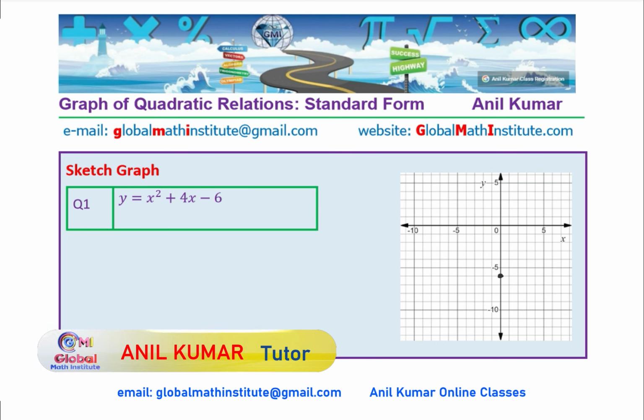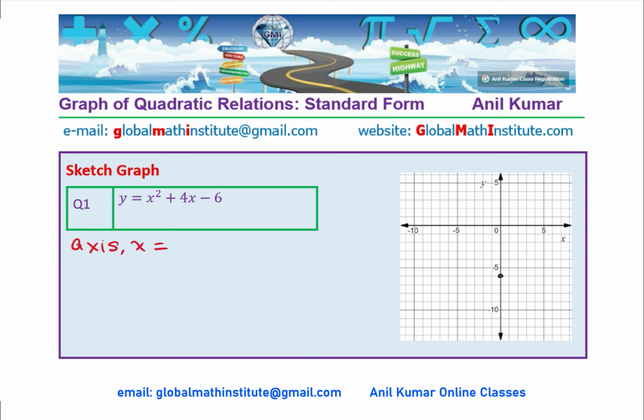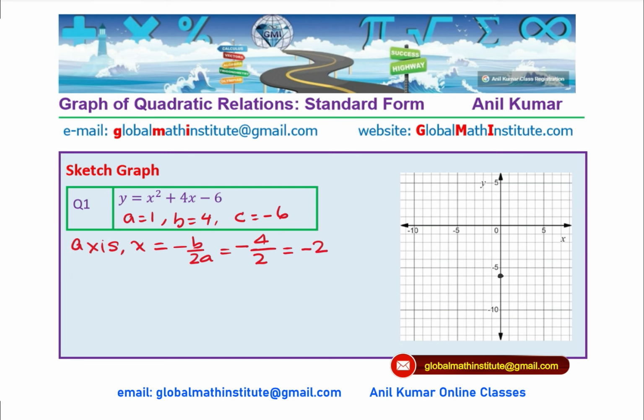So can you calculate the axis from this? Axis of symmetry, x is equal to what? Well, a is equal to 1, b is equal to 4, and c is equal to minus 6 in the given equation. The axis of symmetry is minus b by 2a. b is 4, so it is minus 4 over 2 times a. a is 1, so the axis of symmetry is indeed minus 2. So at minus 2, I can draw the axis. On this graph, minus 2 is right there. So that becomes the axis for us.